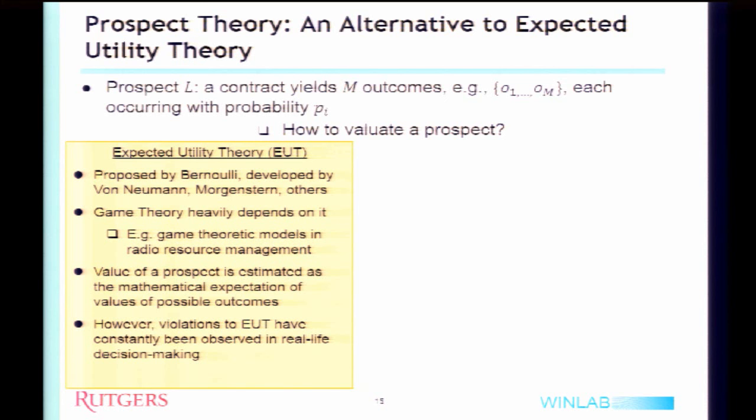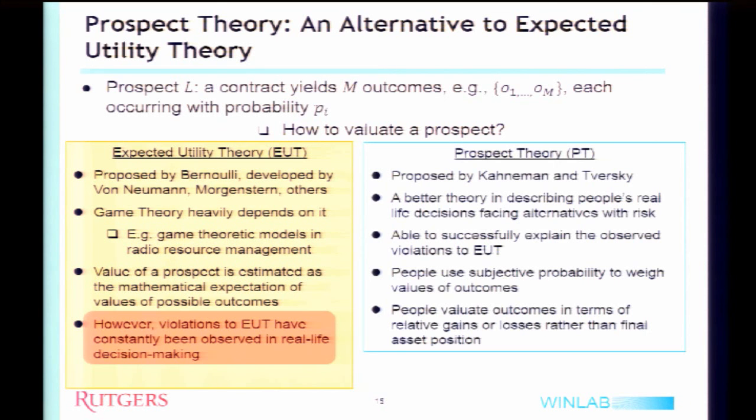But many violations of EUT have been observed over the years. In order to explain the disparities between EUT and the violations in real life, Kahneman and Tversky proposed prospect theory. It is a Nobel Prize award-winning theory, shown to be a better theory to describe people's real-life decisions facing alternatives with risk and uncertainties, and it can successfully explain the violations I mentioned.